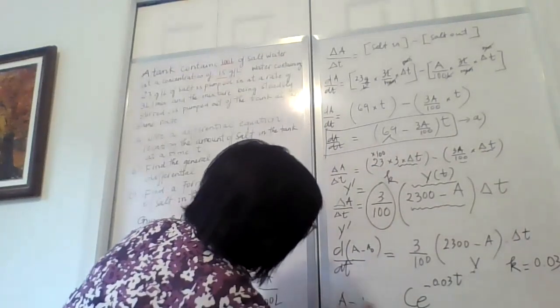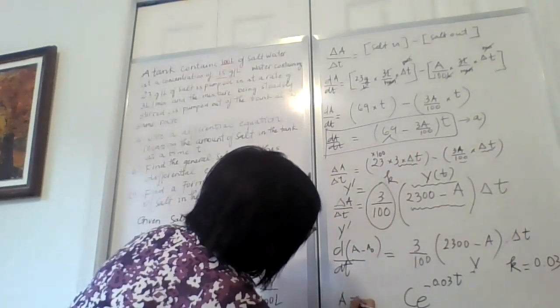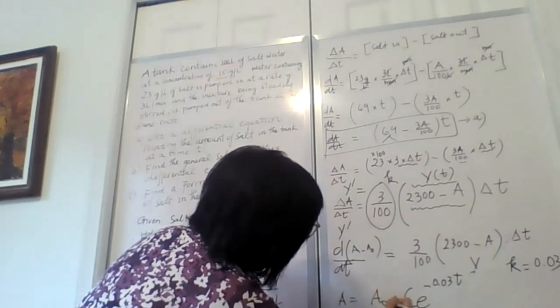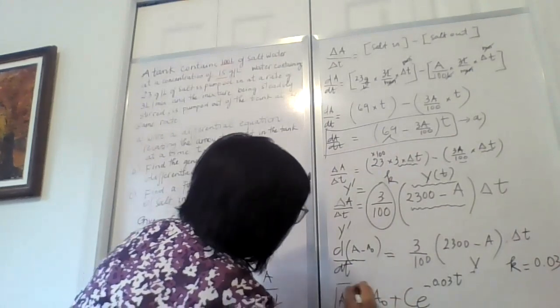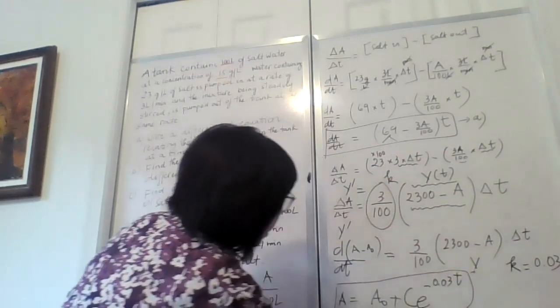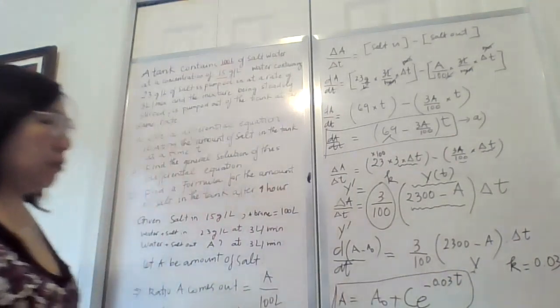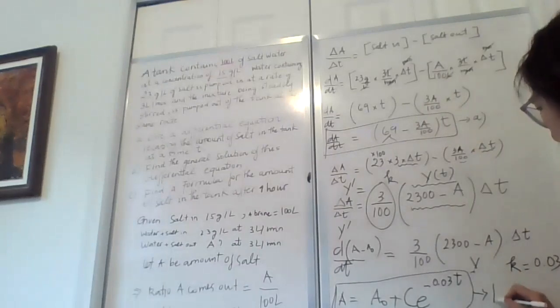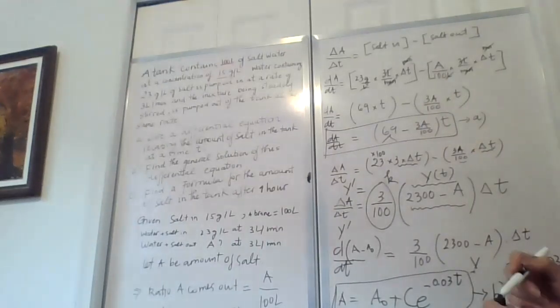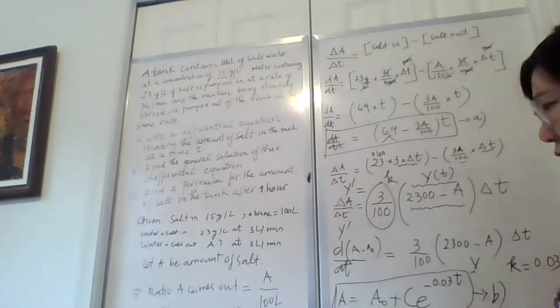And if we want to move it over, we also can have this as well. So this is our general equation for the tank, right? And this is how we answer question B, all right? So this is the question B answer. We establish the general equation like this.